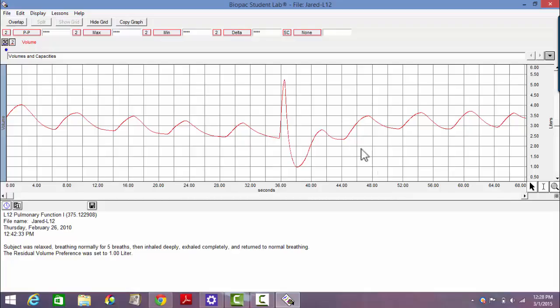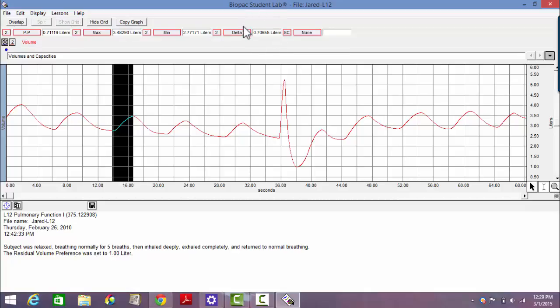Okay, so what we want to do is take some measurements. So it's the I-beam tool that we use to take these measurements, very similar to what we did with the ECG. So let's go ahead and select the I-beam tool, and let's measure for tidal volume first. And so we want to use the third breath. So let's see right here. We're going to place the I-beam tool between the low peak and the high peak because we want to measure the difference between those two. So we actually are going to look at delta here. So delta tells us we're at 0.71 liters. Okay, so that's our measurement for inspiratory tidal volume.